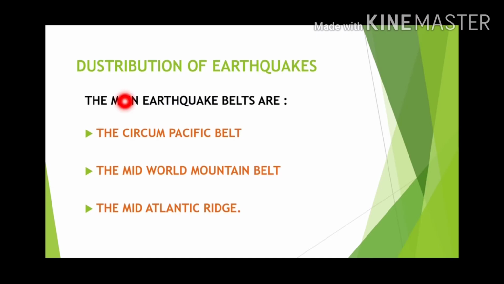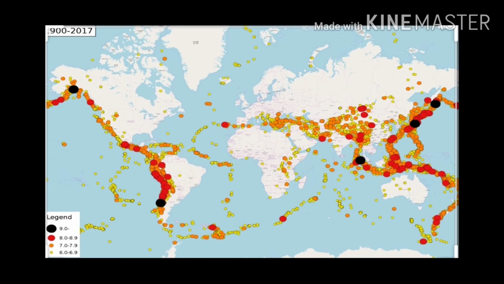The next topic is the distribution of earthquakes. The main earthquake belts are the Circum-Pacific Belt, the Mid-World Mountain Belt, and the Mid-Atlantic Ridge. So these are the three earthquake belts spreading all over the earth. Let us see the map and we'll look at each and every belt one by one. We'll start with the Circum-Pacific Belt.